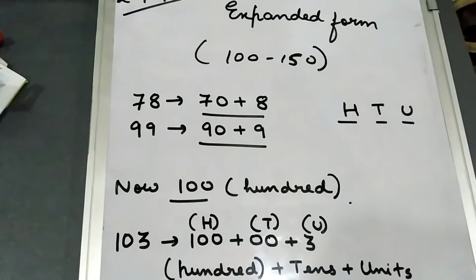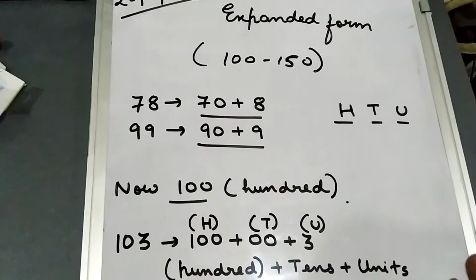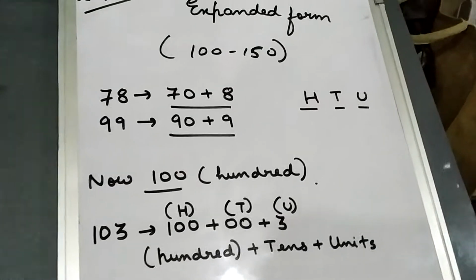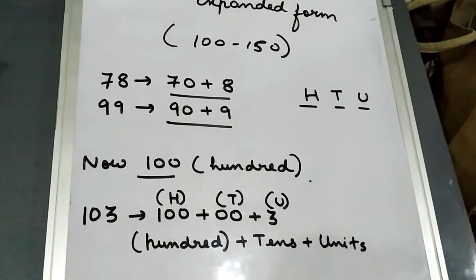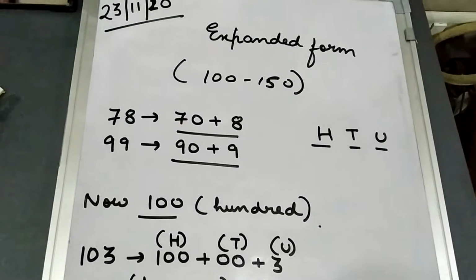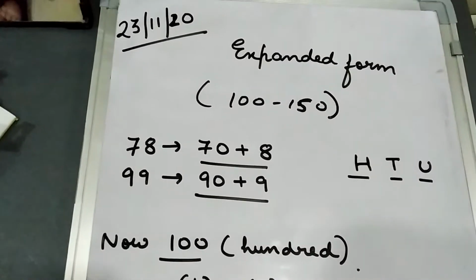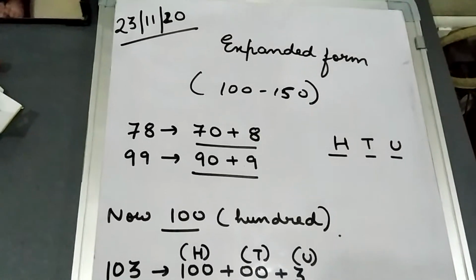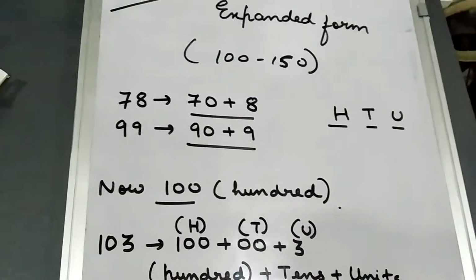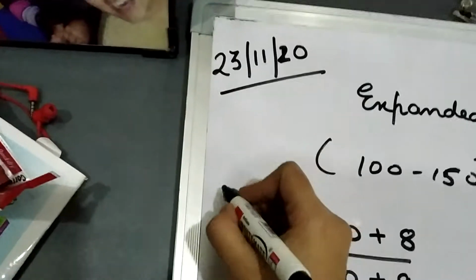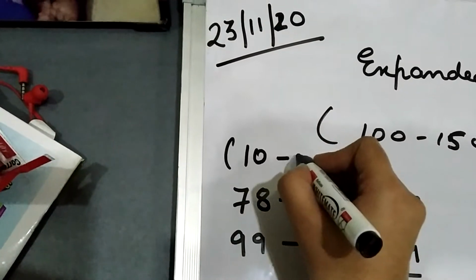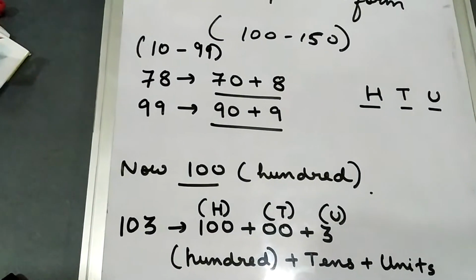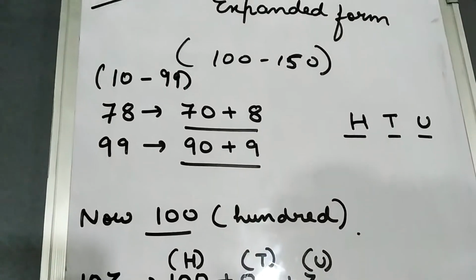Children, today we are going to do a new topic. You have already done this topic, but there is a little bit of change and some things that are included in it. I'll be telling you what those things are. Expanded form, as you all remember, you had done from 10 to 99. Today we are going to do the expanded form from 100 till 150.